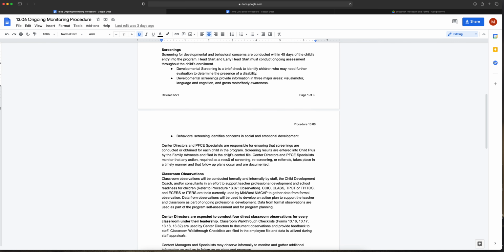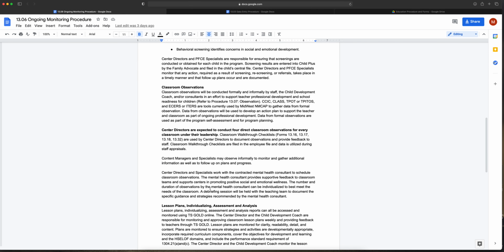We also enter screening data, and this includes data from our 45-day screeners, including our developmental screenings in the areas of visual motor, language, and gross body motor awareness. And also our behavioral screeners are entered, and that information is reported.